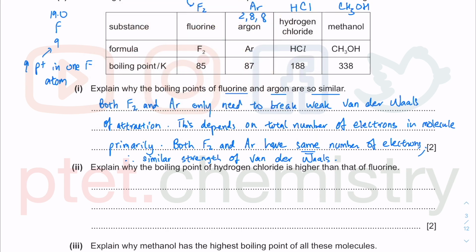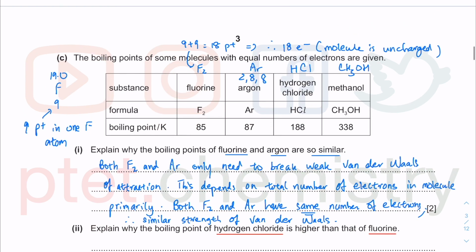Now the next bit: why is the boiling point of hydrogen chloride so much higher than the boiling point of fluorine? When we look at hydrogen chloride, HCl, hydrogen has 1 proton. This is from hydrogen.